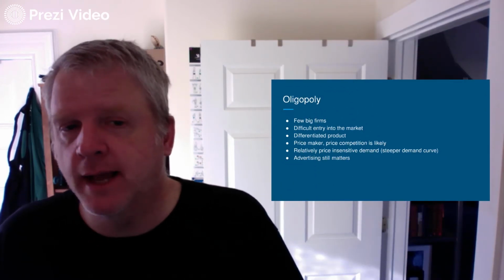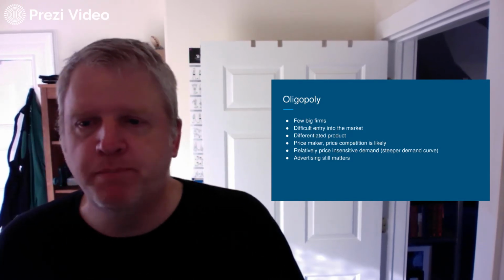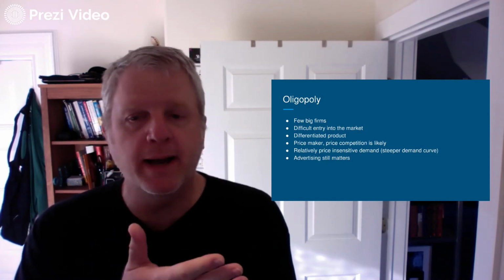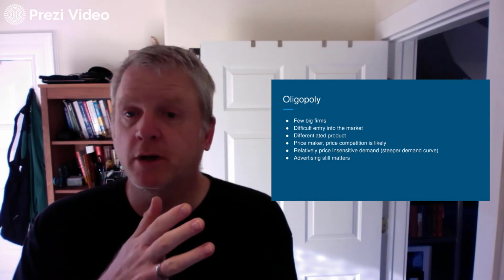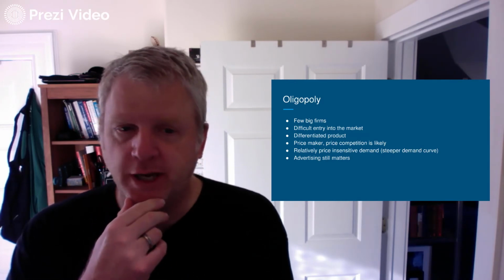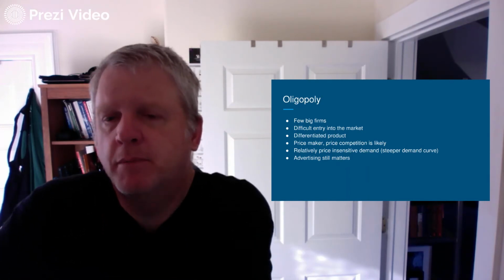Moving towards the less competitive market types, oligopoly. There are a few big firms. It's very difficult to get into the market because of either regulatory barriers or simply the startup cost of getting into the market. The product can be quite differentiated, although in some ways it could be similar, but certainly differentiated.